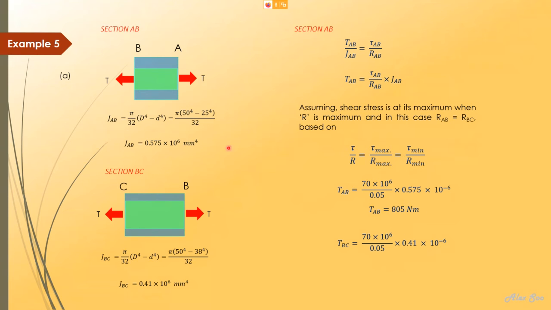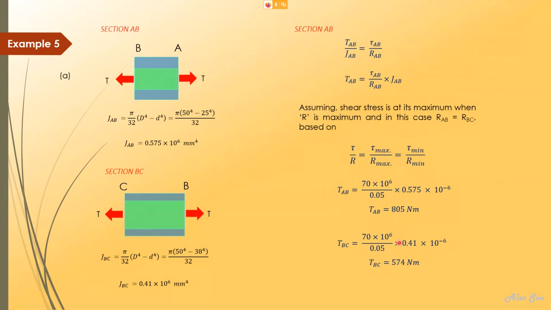One is based on this polar moment of inertia, and the other one is based on this polar moment of inertia. But we know that the shear stress would be the same, because we are referring to only one outer radius. Section AB and section BC both have the same external diameter and the external radius. So based on the different polar moments of inertia, you got two different torques. One is based on section AB, the other one is based on section BC.